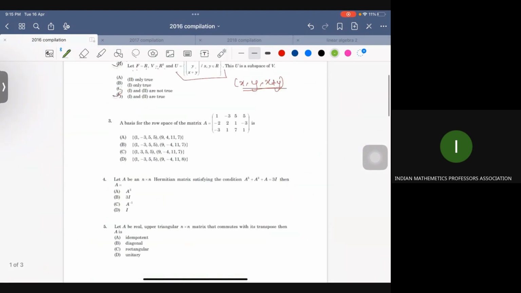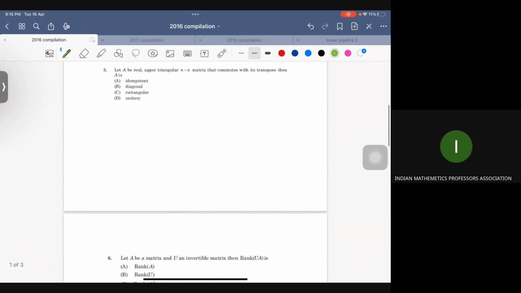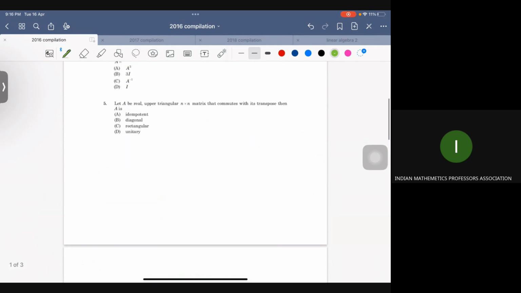There are some other examples also. Let A be a real upper triangular matrix. Upper triangular matrix means only the upper elements will be there. Let us take a, b, 0, c. It commutes with its transpose. If A is a real upper triangular matrix, it commutes with its transpose.